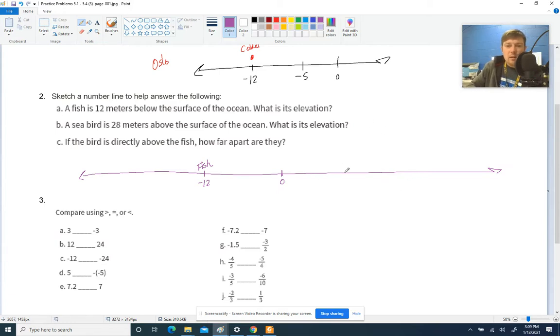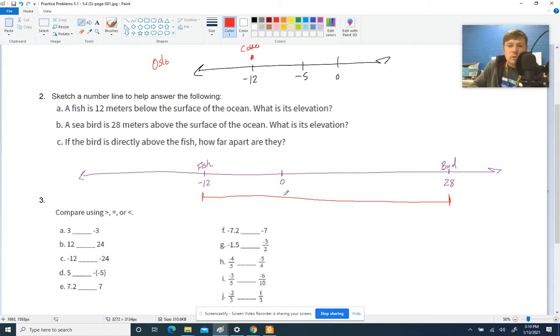28 would be like double that 12 and then a little bit more. So let's say that 28 is about in here, and this is where our bird is flying. The seabird is 28 above the surface of the ocean, its elevation is 28. And if the bird is directly above the fish, how far apart are they? So we want to know what is the distance from here to here.